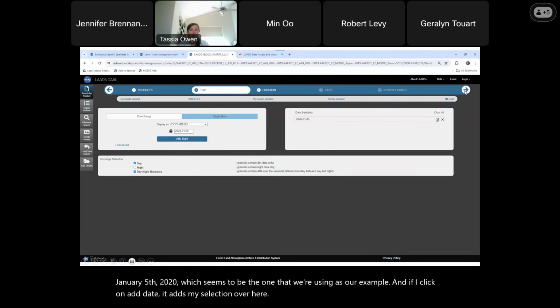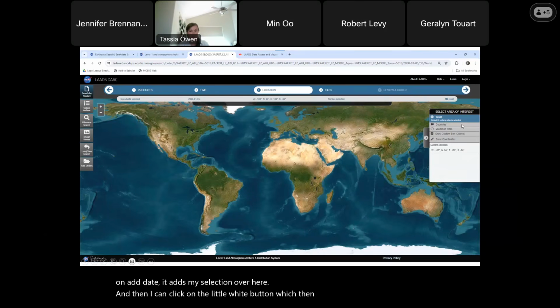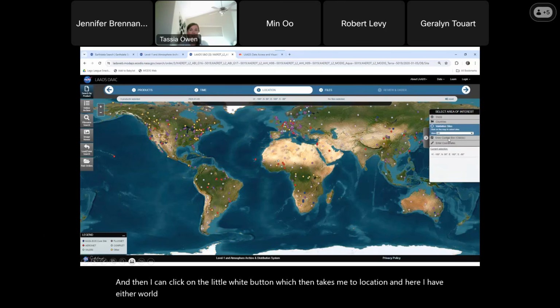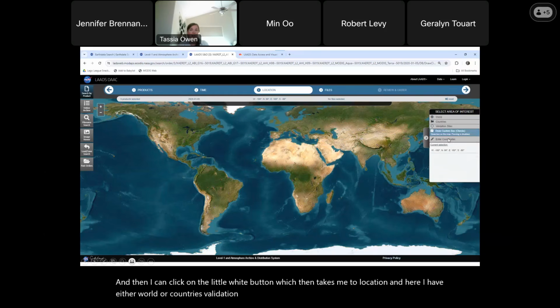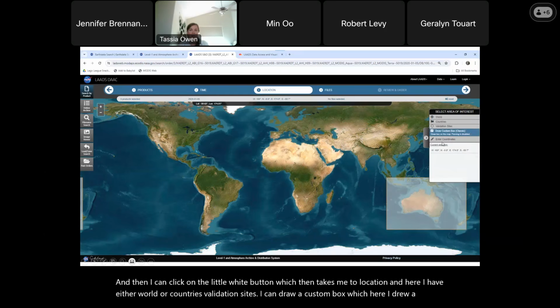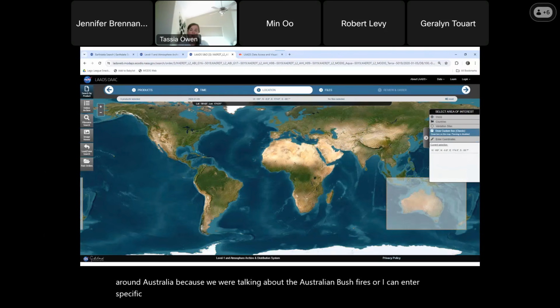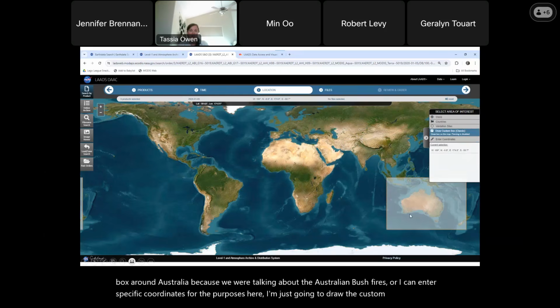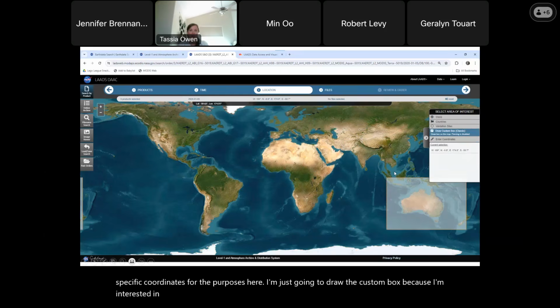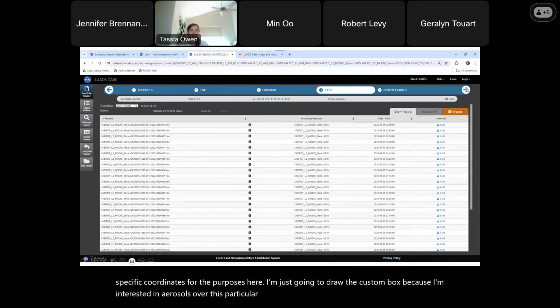And then I can click on the little white button, which then takes me to location. And here I have either world or countries, validation sites. I can draw a custom box, which here I drew a box around Australia because we were talking about the Australian bushfires. Or I can enter specific coordinates. For the purposes here, I'm just going to draw the custom box because I'm interested in aerosols over this particular region. And then click on the white button after I've entered that location.